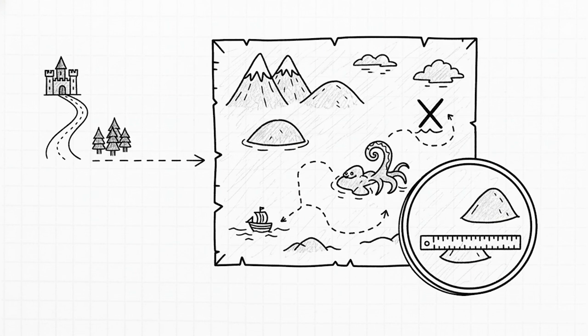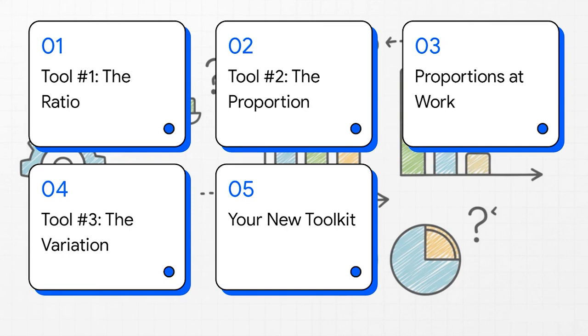All right, so let's actually dive in and see how these tools really work under the hood. Okay, so here's the plan. This is our roadmap for building out that toolkit. We're going to start with the most basic piece, the ratio. Then, we'll see how we can level up with proportions and put them to work. And we'll finish things off with a cool concept called variation before we step back and admire the whole set.